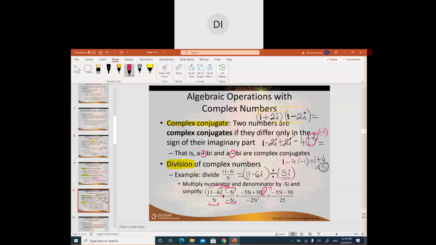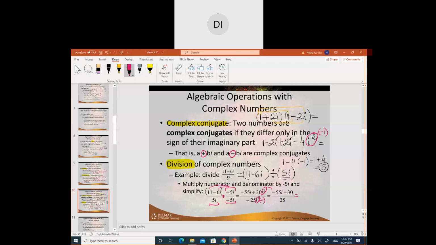Now what's happening in the bottom? 5i times negative 5i is negative 25i squared. Now this i squared is also negative 1. Everywhere you see i squared, that's negative 1. Negative times negative gives me 25. So now the denominator is just one number.